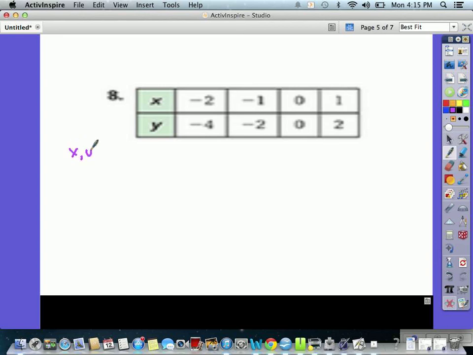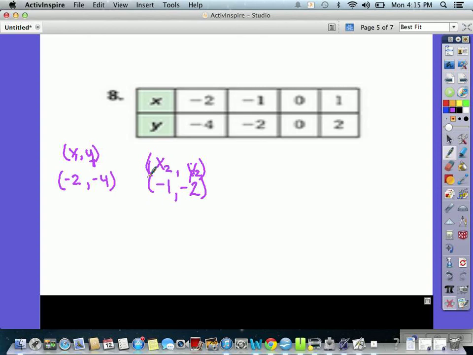Remember, they're written as x, y. So I'm going to pick -2, -4, and I'm going to pick -1, -2. So those are my points. I'm going to also go ahead and label them as x1, y1, and x2, y2. Now, the next thing that I want to do is find my change in y over my change in x.